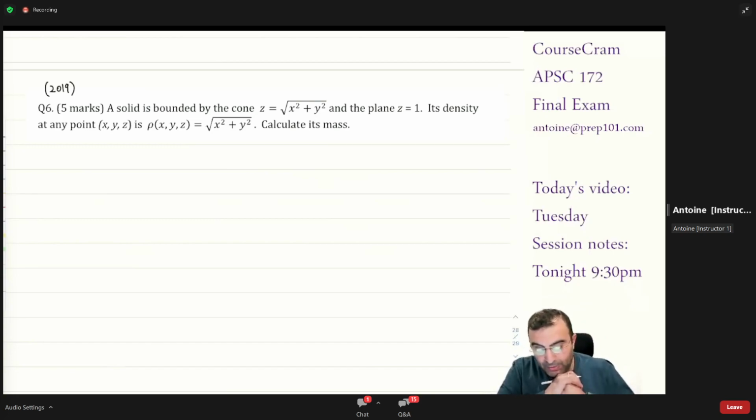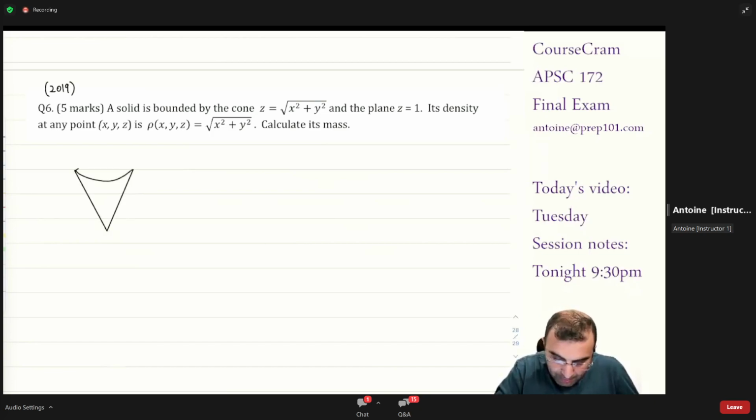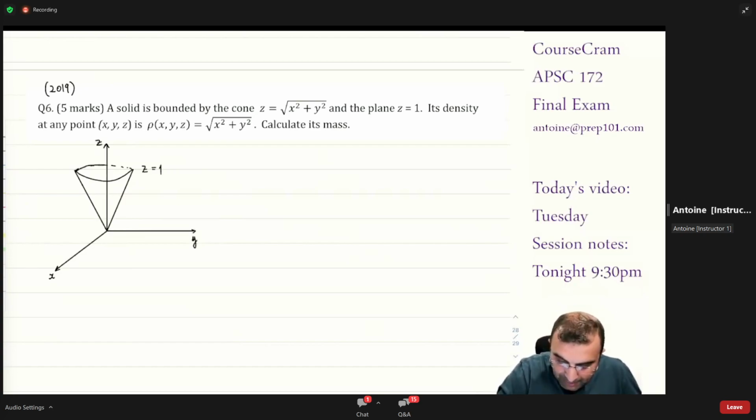A solid is bounded by the cone z is equal to the square root of x squared plus y squared, and the plane z is equal to 1. So this is going to be the cone, and z is equal to 1, the plane z is equal to 1. This is the z-axis, this is the y-axis, this is the x-axis. So the cone is basically cut off at z is equal to 1.